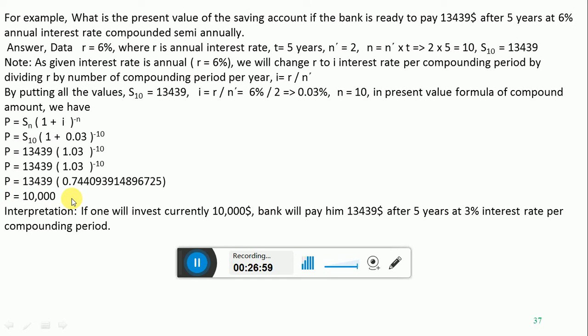What does this $10,000 mean? This means that if an investor will invest $10,000 currently in his saving account at 3% interest per compounding period for 5 years, the bank will pay him in future $13,439. Interpretation: if one will invest currently $10,000, the bank will pay him $13,439 after 5 years at 3% interest rate per compounding period.